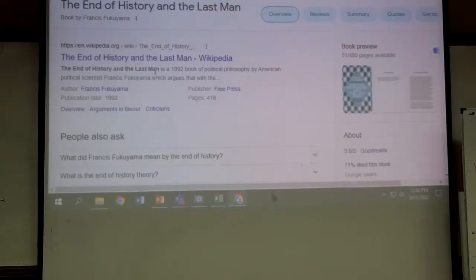The End of History. This book celebrated the collapse, the failure of socialism and the failure of communism. This book, The End of History, the title, by Francis Fukuyama.